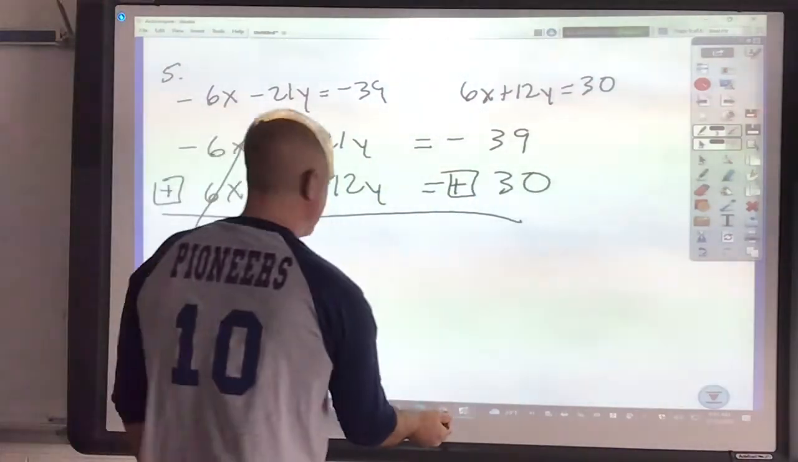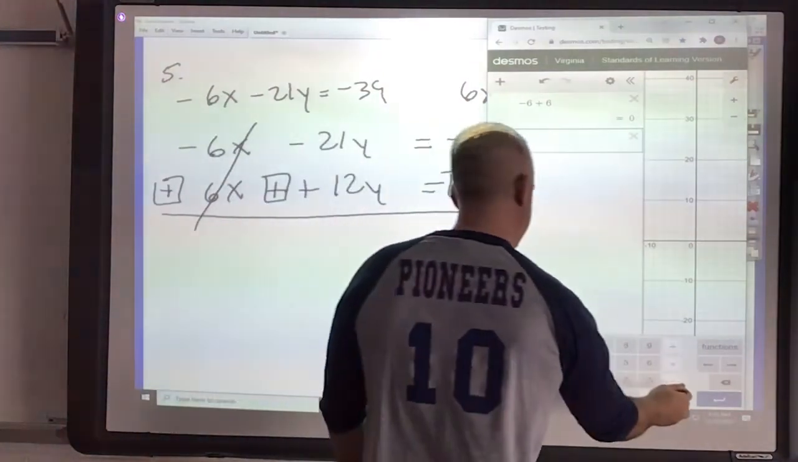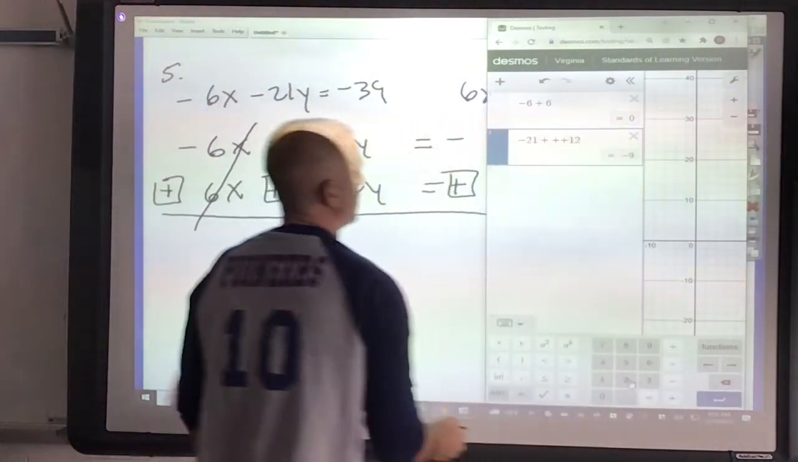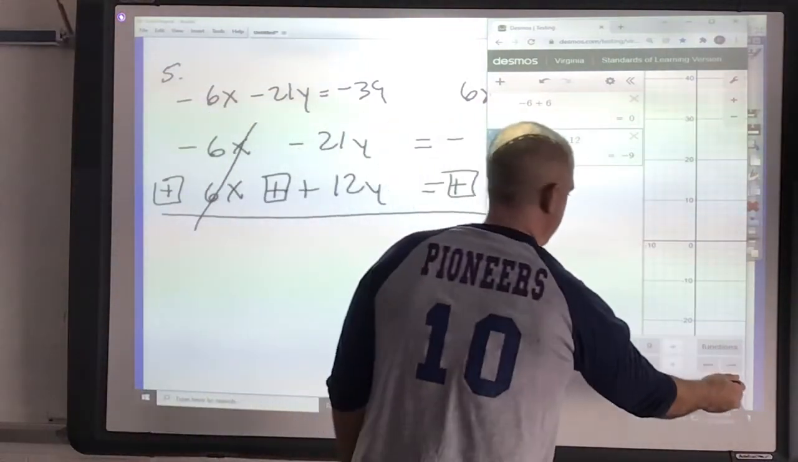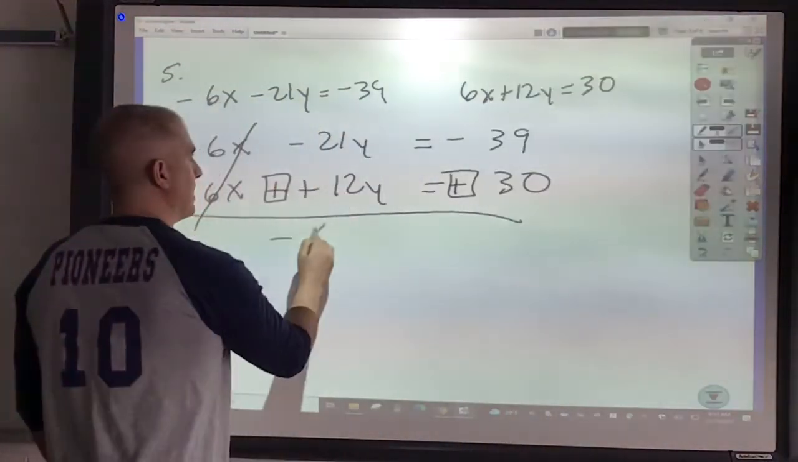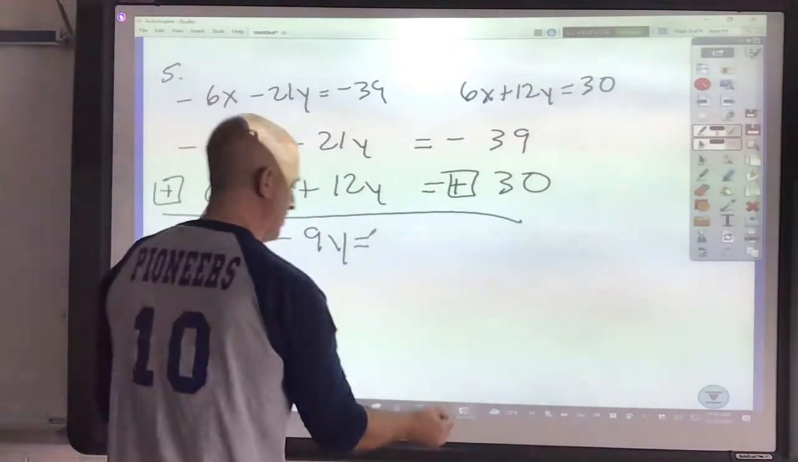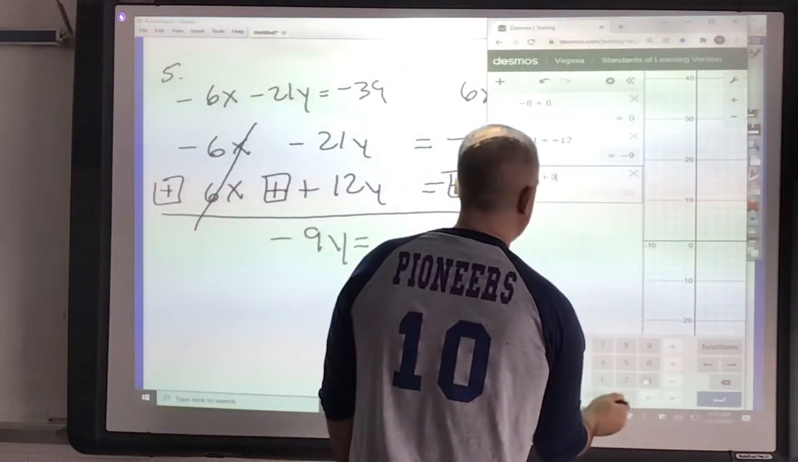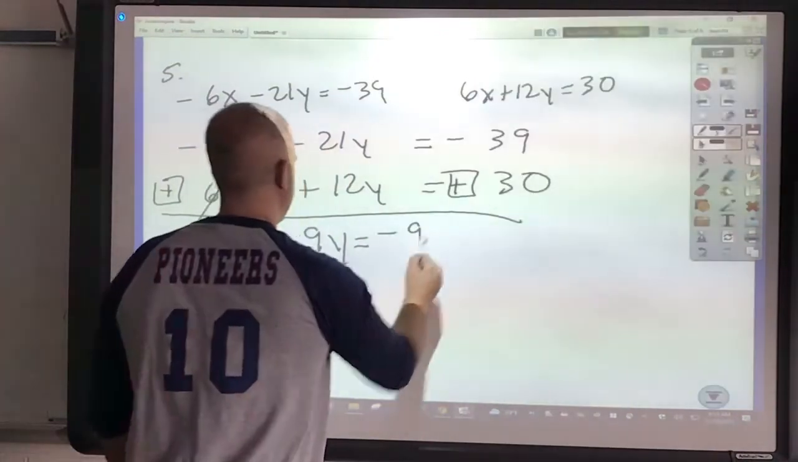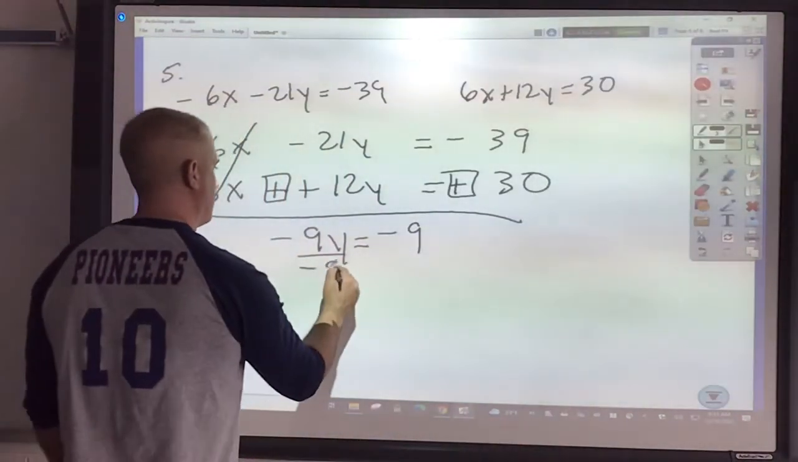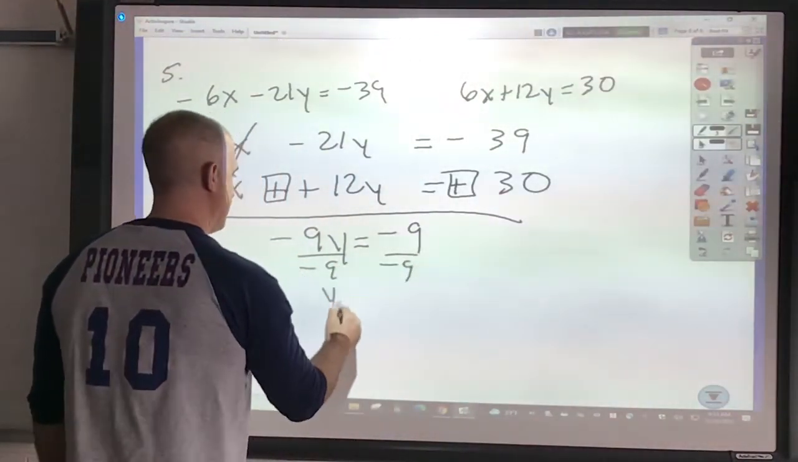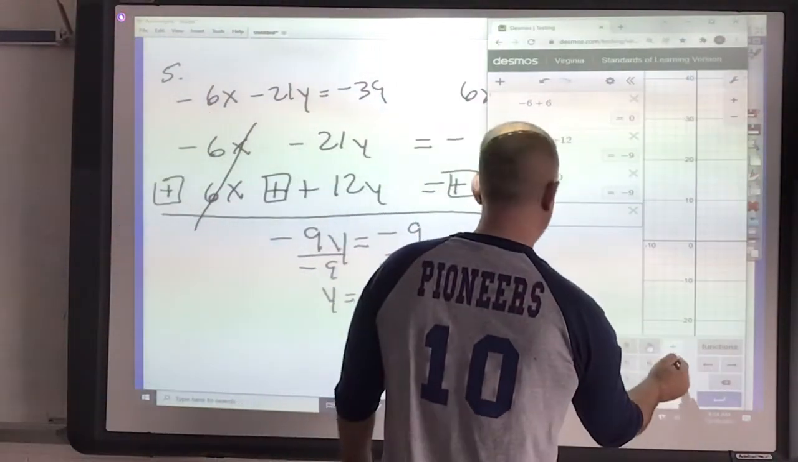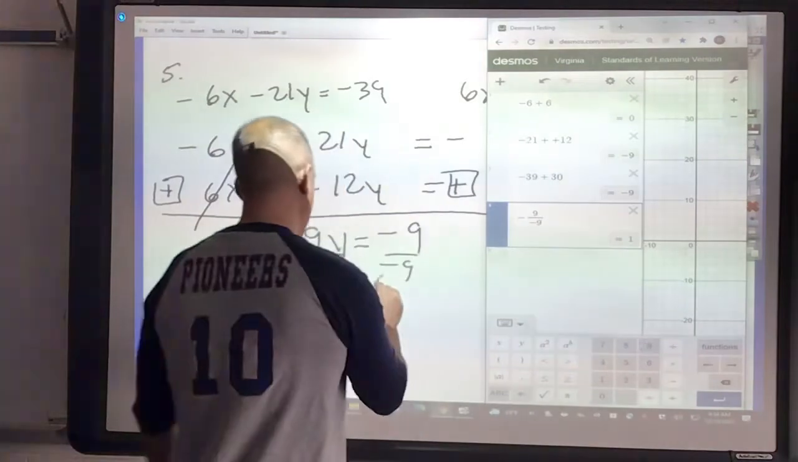So then I got negative 21 plus positive 12. Oops, too many pluses. I don't think it's going to matter, but that's okay. That's going to be negative 9y equals negative 39 plus 30, which is negative 9. Now I'm just going to solve by dividing by the number in front of y. So negative 9 divided by negative 9 gives me 1.